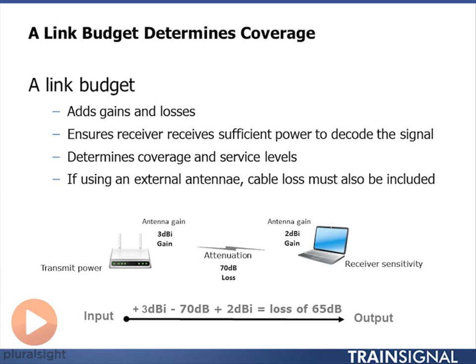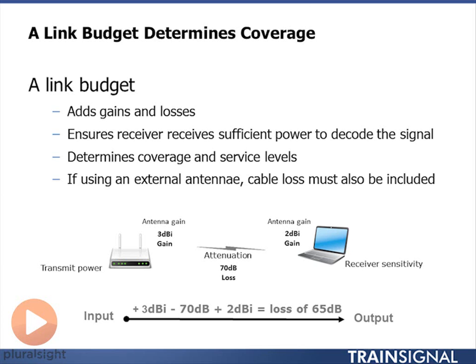You want to make sure that you have enough dBs to be able to get to the receiver and to be able to demodulate your signal. And so it basically adds up all the losses and gains and then tells you, yes, whether or not you can actually receive the signal.